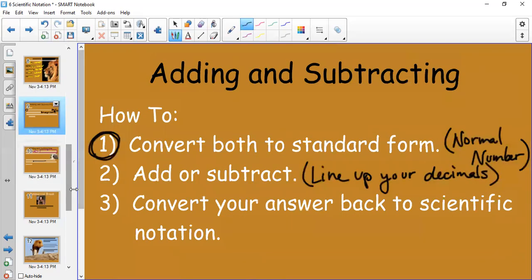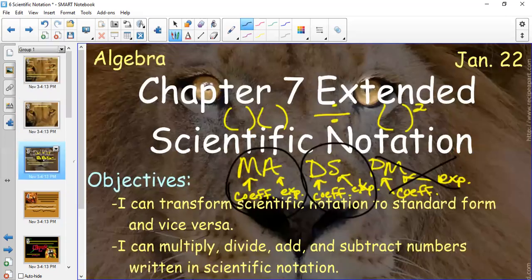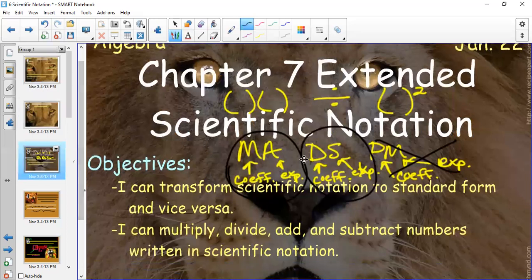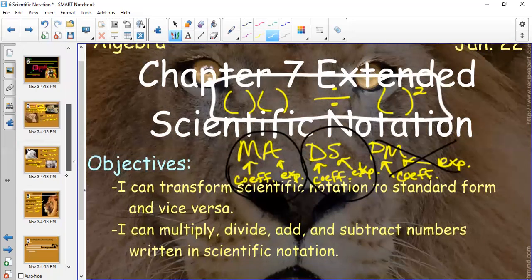Reason being is that we are adding and subtracting. If you remember when I started this lesson, we talked about our shortcuts, the MA, the DS, and the PM problems. None of those dealt with, if you look up here at the operations, adding or subtracting. There are no shortcuts on this.